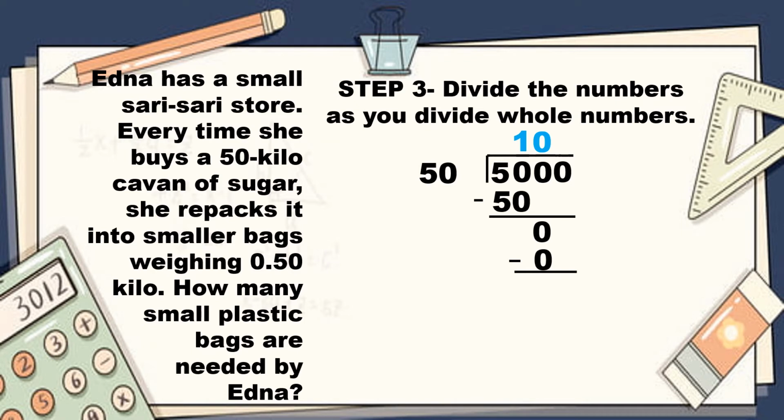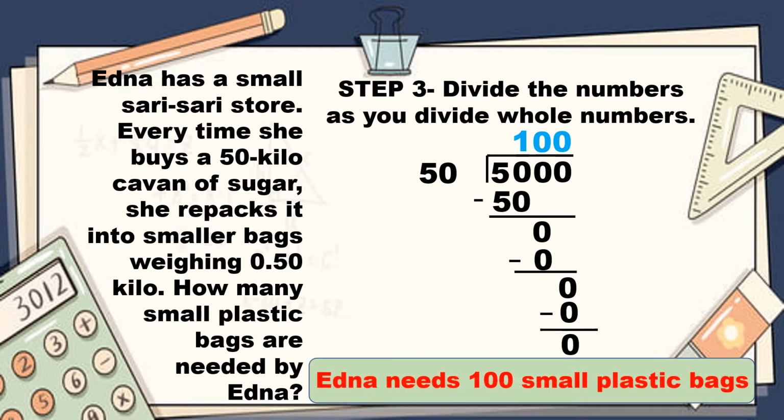Then bring down again another 0. 0 divided by 50 equals 0. Then multiply 0 times 50 equals 0. Then subtract 0 minus 0 equals 0. So we have 100. Edna needs 100 small plastic bags.